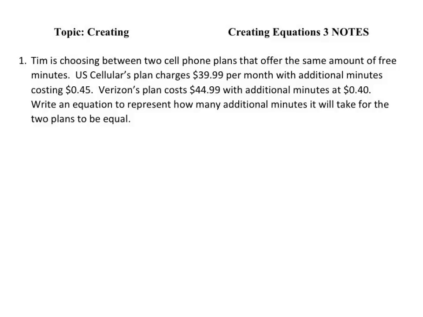In this lecture, we are going to discuss having variables on both sides of the equal sign, as well as determining viability. Let's take a look at question 1. Tim is choosing between two cell phone plans that offer the same amount of free minutes. US Cellular plan charges $39.99 per month, with additional minutes costing 45 cents. Verizon's plan costs $44.99 per month, with additional minutes at 40 cents.